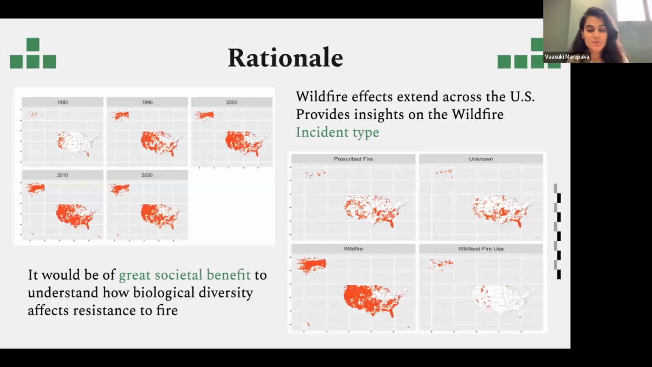Thanks, Megan. So another rationale behind this proposal is that a particularly promising avenue for inquiry can be the relationship between biological diversity and ecosystem stability, a class of ecosystem function, which has been demonstrated at small spatial extent and in experimental conditions. So an example of ecosystem stability is the resistance to fire. We have presented in the slide deck across decades how wildfire events occurred in the United States over a period of 5 decades. It would be great to understand the societal benefit of how this biological diversity affects resistance to fire, which is especially important as we consider how extensive wildfire impacts are across the US, especially in the west coast of the US.